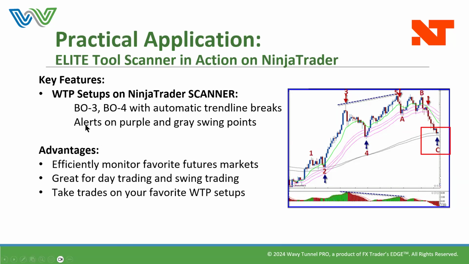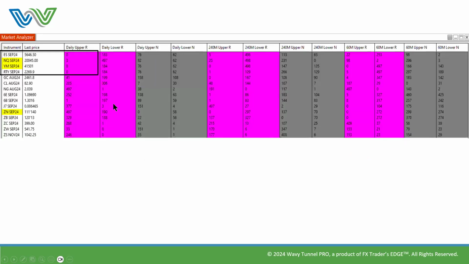So let's look at NinjaTrader. With NinjaTrader, you can efficiently monitor your favorite futures markets, great for day trading and swing trading, and take trades on your favorite Wavy Tunnel Pro setups. You can also get alerts on the purple and gray swing points. I'm just going to show you, I ran this scanner on these futures markets about a month, month and a half ago, whenever we had the peak, we had the daily upper purple, the royal, on the 4 indices.